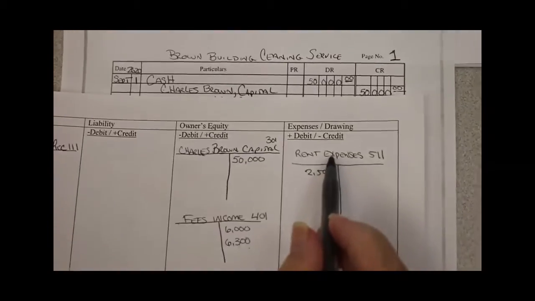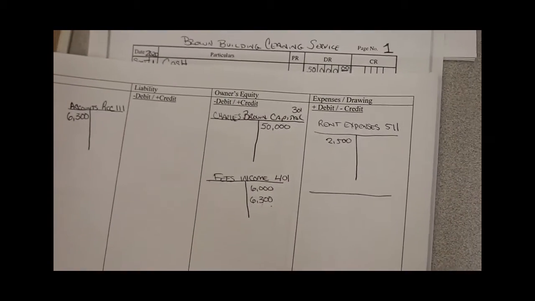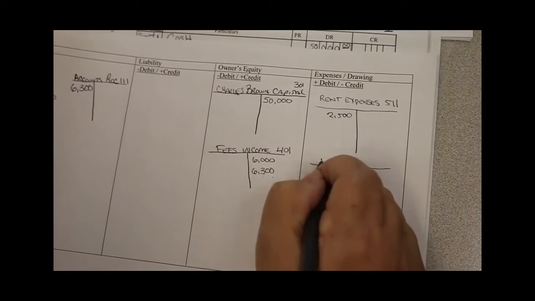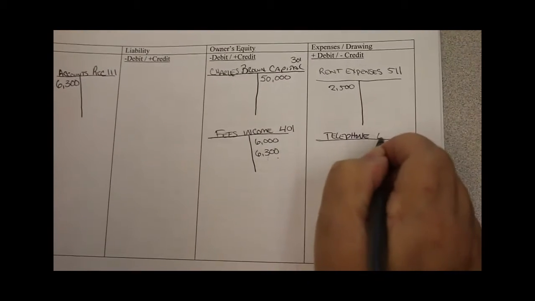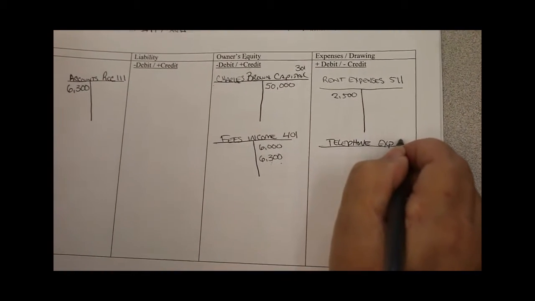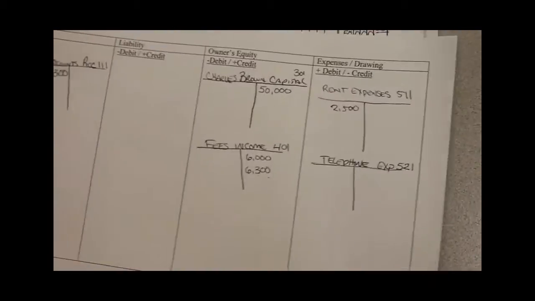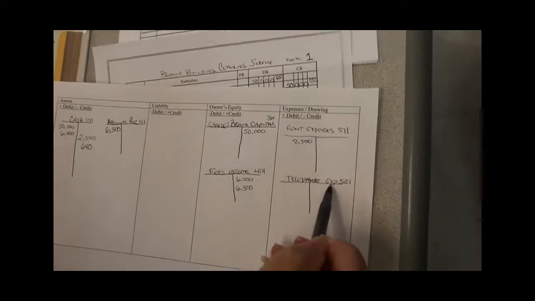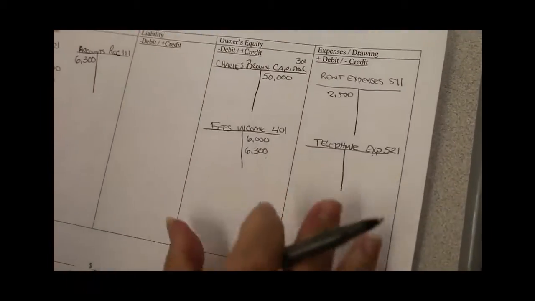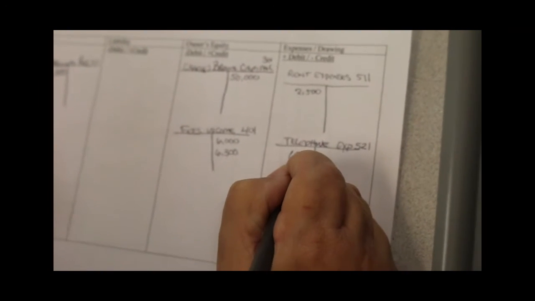It's over here on expenses, because this is not rent, but it's telephone bill. So they're calling it telephone expense. And that account number is 521. All right, make our T. And then we credited cash, so do we need to debit or credit telephone expenses? Well, we're going to increase our expenses, so we're going to put $640 under telephone expenses.